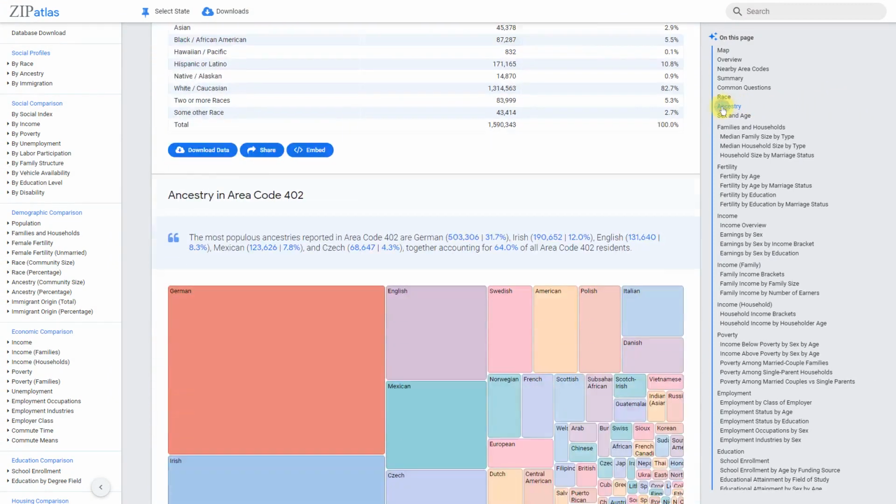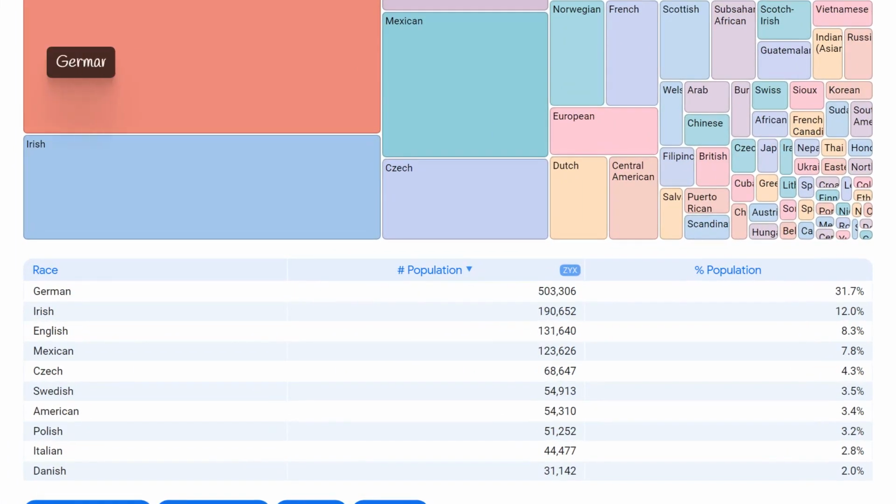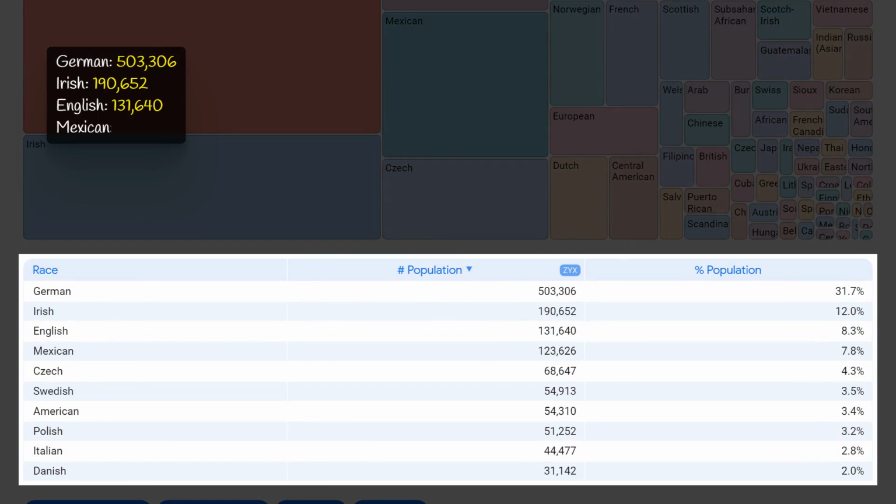According to recent data, the most populous ancestries in area code 402, Nebraska include German with over 500,000 people, making up 31.6% of the population. Irish and English ancestries also make a significant portion of the population at 12% and 8.3%, respectively. Additionally, there is a sizable Mexican community with 124,000 people, comprising 7.8% of the population. The Czech ancestry also has a notable presence with 68.6 thousand people, making up 4.3% of the population. This diverse mix of ancestries adds to the cultural richness of the area and highlights the diverse community in area code 402, Nebraska.